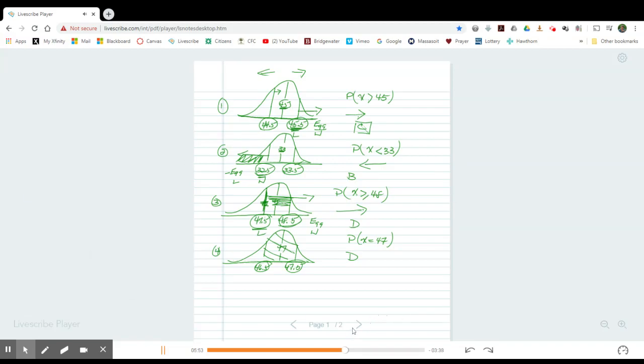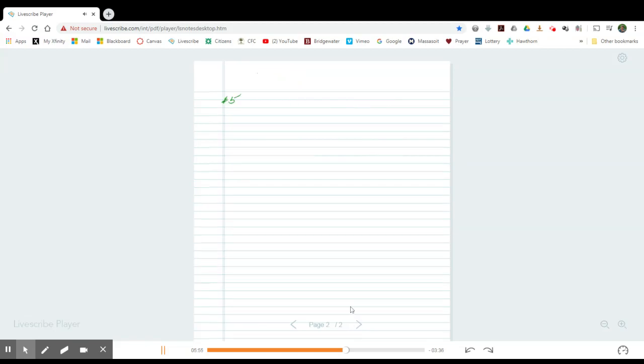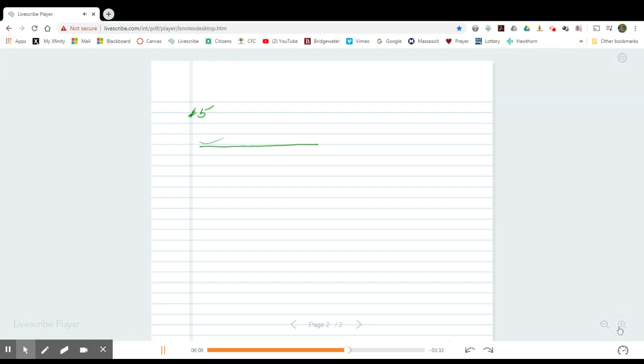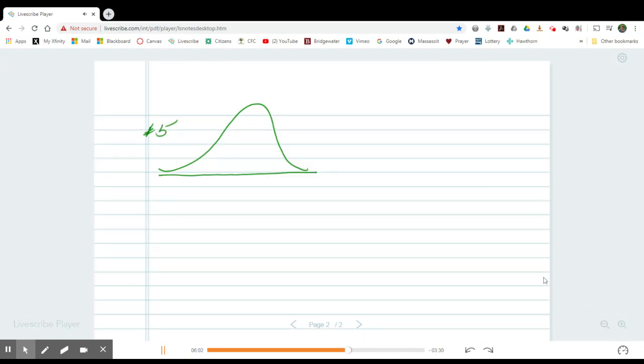Number 5. Probability. Well, first again, let me just draw my normal curve. I'm getting good at this, about time. Number 5, no more than 75. No more. Now, what would that look like as an inequality? 75 is the highest number. 75 is good, but 76, 77 aren't good. So this is less than or equal to.